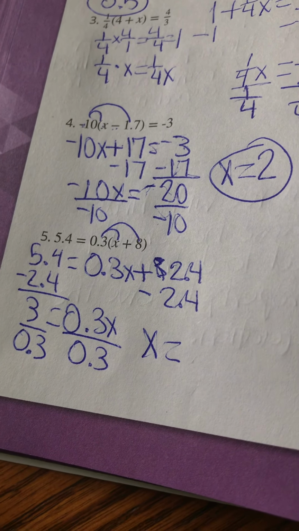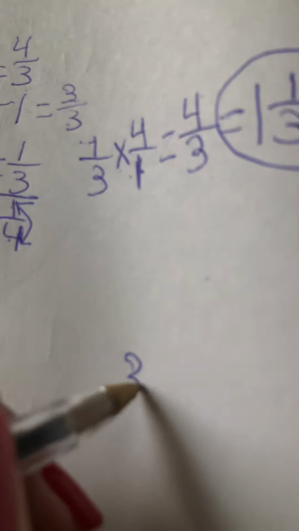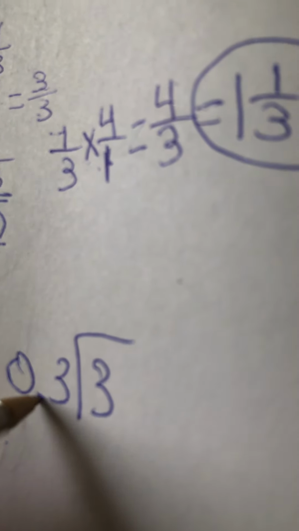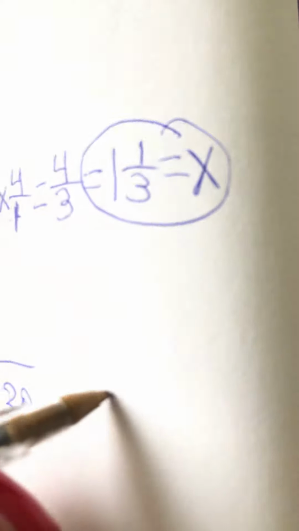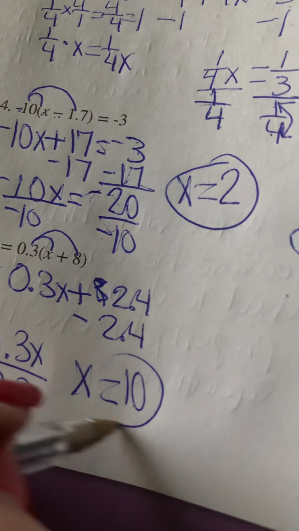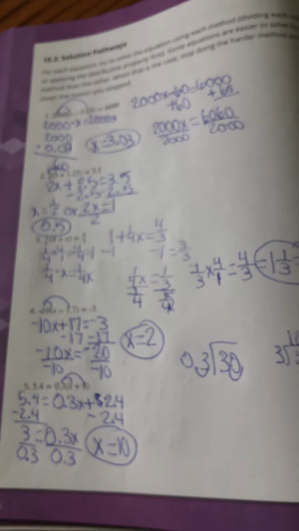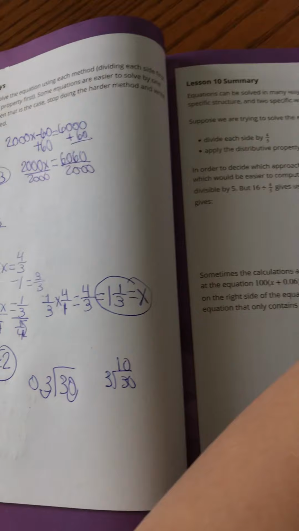So 3 divided by 0.3 is, let me figure it out. So I have 3 divided by 0.3. I move this over 1, so I have to do the same thing right here. So that's 3 goes into 30 10 times. So your answer is 10. X equals 10.